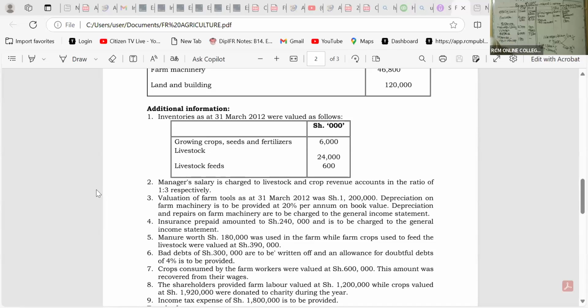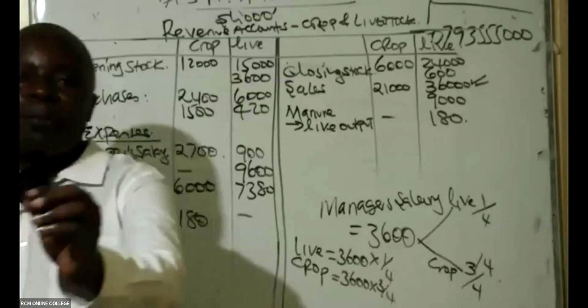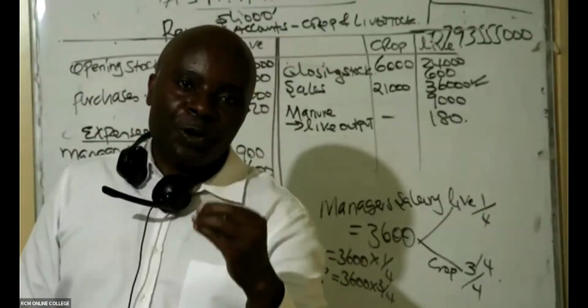Then we've been able to account for this manure of 180. And then these cows also never left us like that. I mean, they had to eat some crops, right? Crops used to feed the livestock were valued at 390. So in this case here, we got some crops, which we took to these cows.